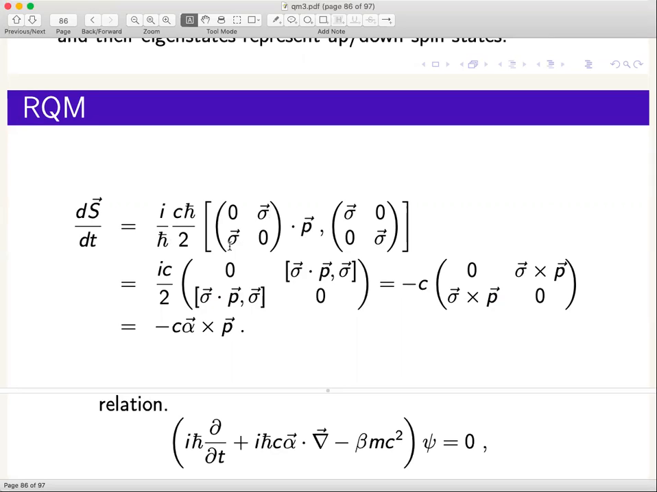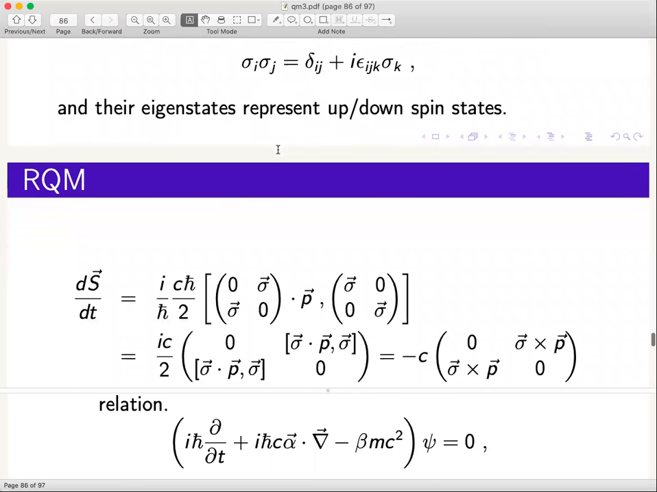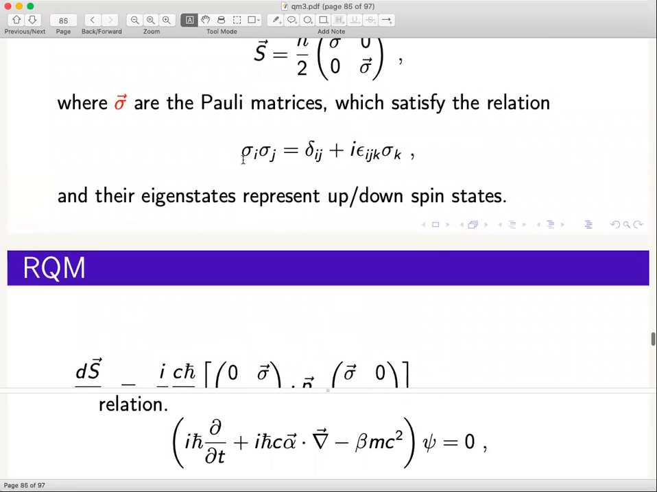so you can take p inside, you can write this as σ·p at both places, and this commutator just sits off-diagonally as a commutator of σ·p with σ. Fine. So the commutator of σ·p with σ will give you a σ cross p. Why? Because σ_i σ_j, if i and j are the same, gives you δ_ij. But in the commutator, if i and j are the same, that commutator would vanish. So i and j the same is not relevant for the commutator.